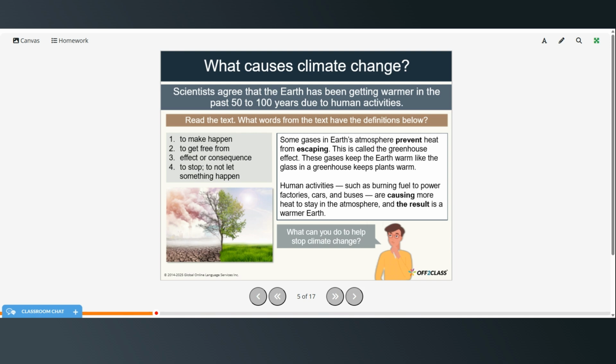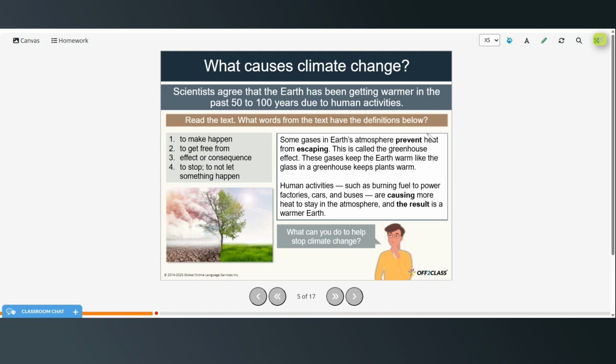Some gases in Earth's atmosphere prevent heat from escaping. This is called the greenhouse effect. These gases keep the Earth warm like the glass in a greenhouse keeps plants warm. Human activities such as burning fuel to power factories, cars, and buses are causing more heat to stay in the atmosphere, and the result is a warmer Earth.